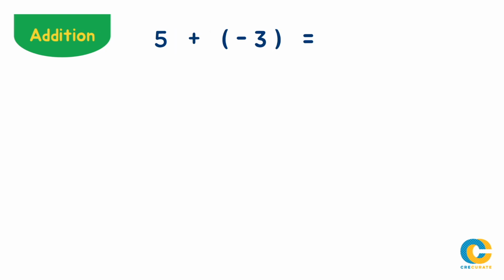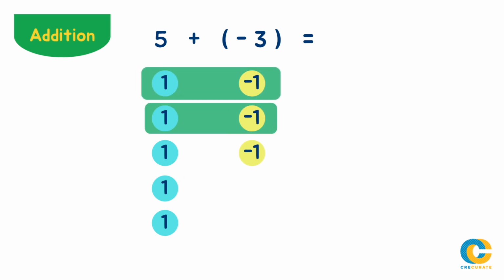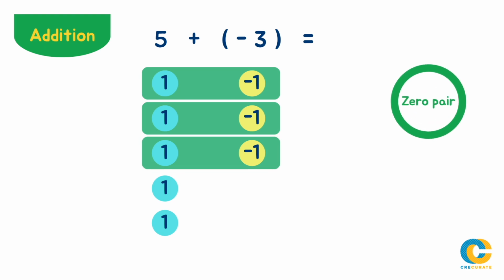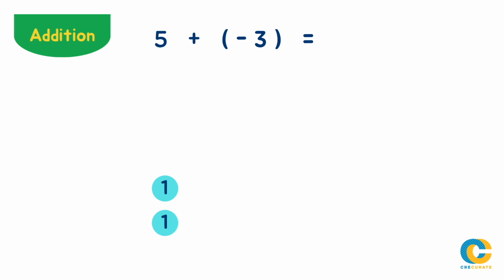Let us first look at how to add positive and negative numbers together. In this example, we have 5 plus negative 3. We can think of 5 as 5 ones, and we can think of negative 3 as 3 negative ones. 1 and negative 1 are opposites of each other, and can be combined to form a zero pair. Since 1 plus negative 1 is 0, we can remove the zero pair. By removing all the zero pairs, we see that we're left with 2 ones, so our answer is 2.